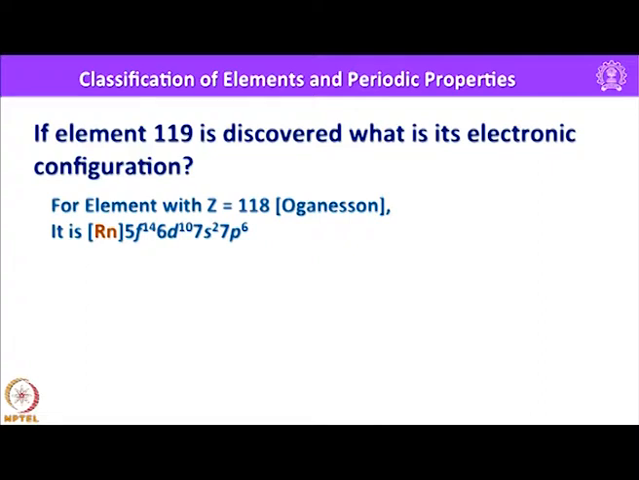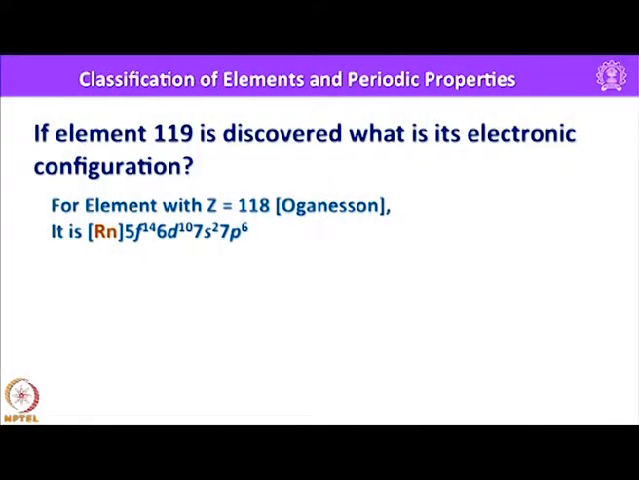The element with Z equals 118 is known now, and its name is Oganesson, and of course the electronic configuration of Oganesson can be written as radon, the previous inert gas element, and then adding all the valence electrons, that is 5f14, 6d10, 7s2, 7p6. So this is the electronic configuration of the element with atomic number 118. To name the element 119, now this element with atomic number 118 is essentially an inert gas element, so that comes below radon.